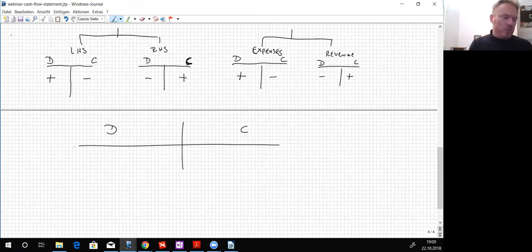The inflow of cash is reflected by cash put here, because you need to put cash on the debit side because it goes up. The cash collected from customers goes up, so since cash is part of the left-hand side of the balance sheet, it needs to be put here on the debit side. Totally different from the rest.